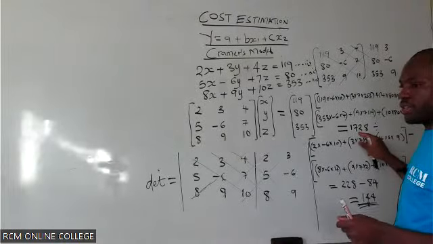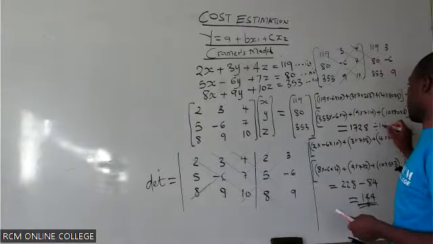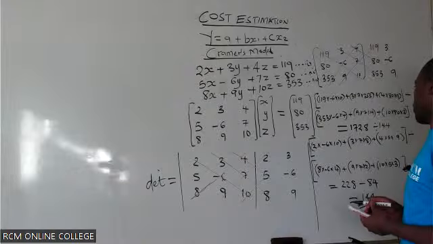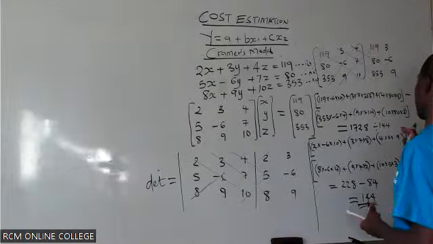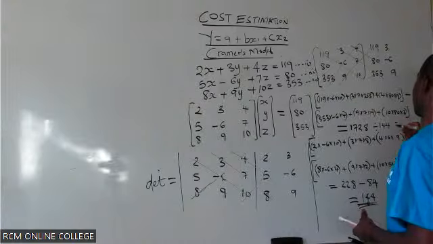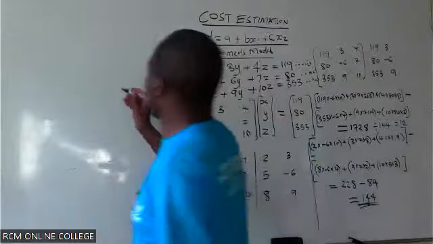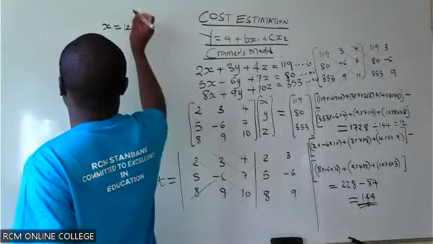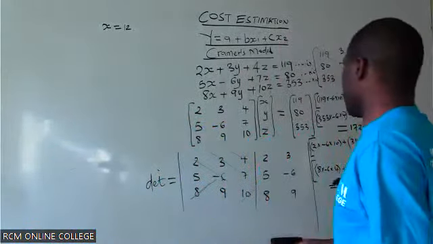So you now take this, then you divide by 144. What will you get? If you take that, you divide by 144, what are you getting? We are getting 12. So that 12 is the value of x. The value of x is equivalent to 12.